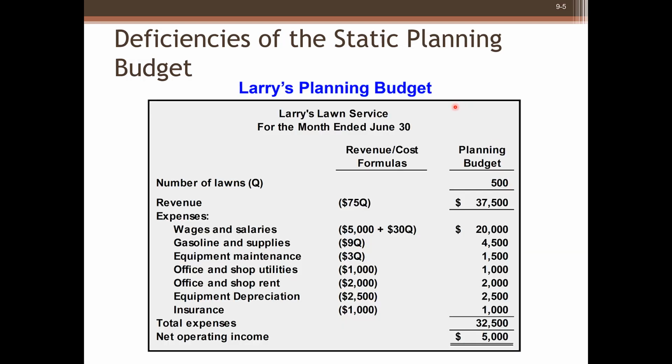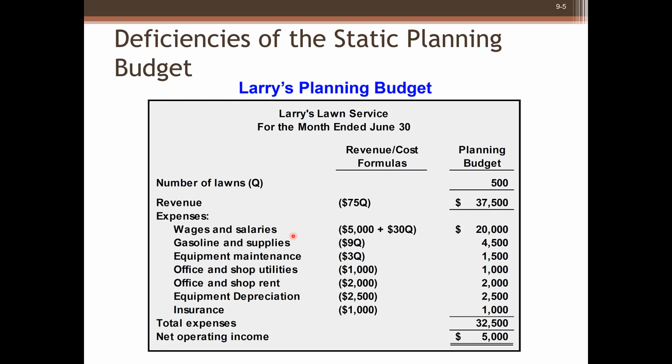This is Larry's planning budget. It's based on the planned level of activity, 500 lawns mowed. Larry identified 7 major expenses for his business. Also, he estimated the cost formula for revenue and expenses in terms of the number of lawns mowed. We use Q to indicate the number of lawns mowed. For revenue, the formula here is 75 multiplied by Q. So we can get the total revenue in dollar amount, $75 multiplied by 500, and you'll get $37,500.